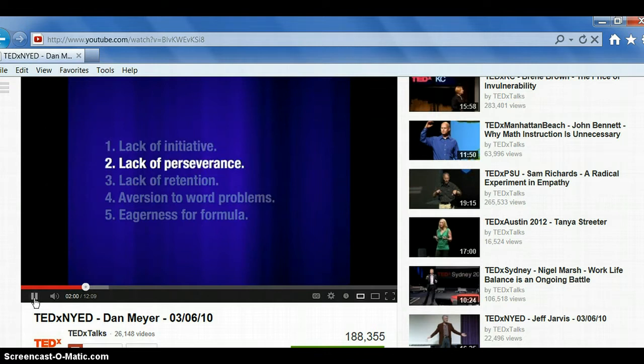Students lack perseverance. They lack retention. You find yourself re-explaining concepts 3 months later, wholesale. There's an aversion to word problems, which describes 99% of my students, and then the other 1% are eagerly looking for the formula to apply in that situation. Okay? This is really destructive.